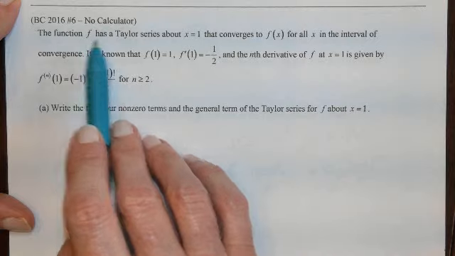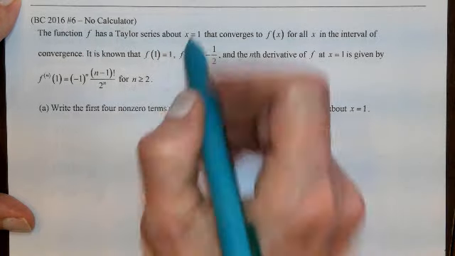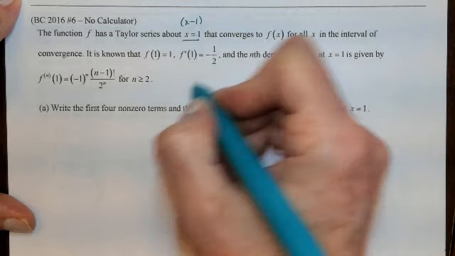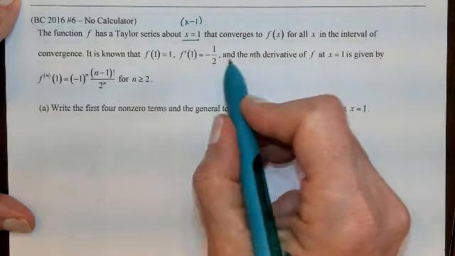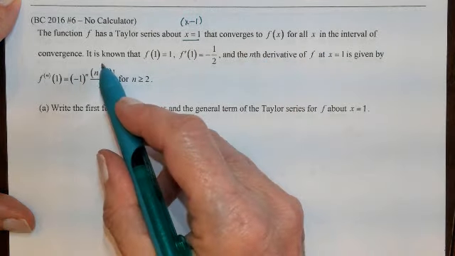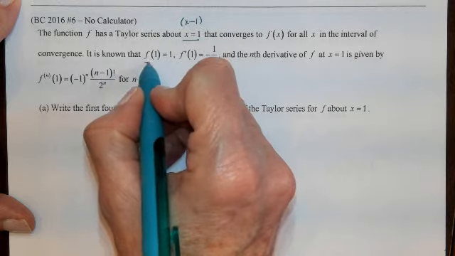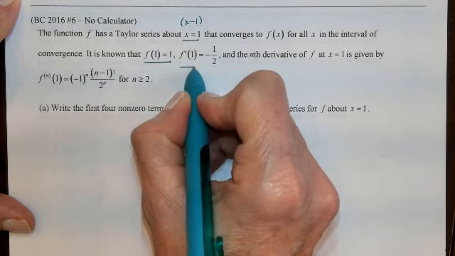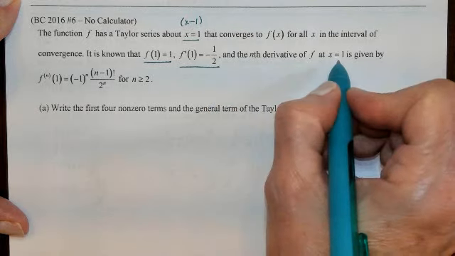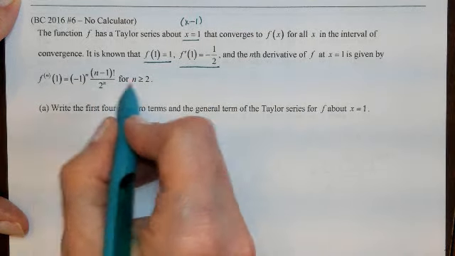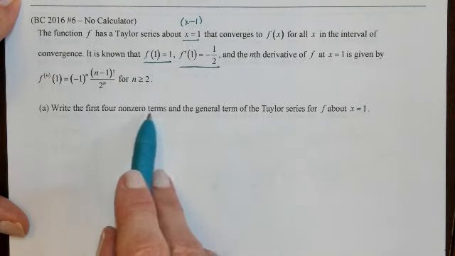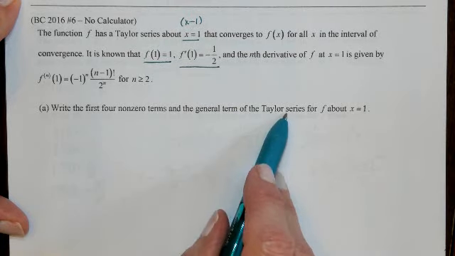So function f has a Taylor series about x equals 1. Now since it's about x equals 1, we're going to have a lot of the x minus 1 to the first, x minus 1 to the second, x minus 1 cubed, all of those. It converges to f of x for all x in the interval of convergence. That makes sense. It is known that f of 1 is 1 and f prime of 1 is negative 1/2, and the nth derivative of f at x equals 1 is given by this formula when n is bigger or equal to 2. Write the first 4 non-zero terms and the general term for the Taylor series.